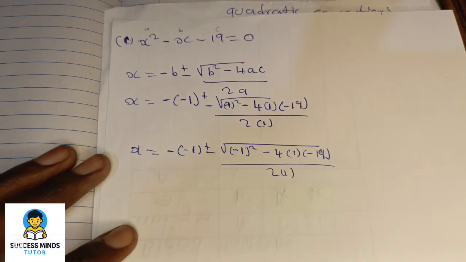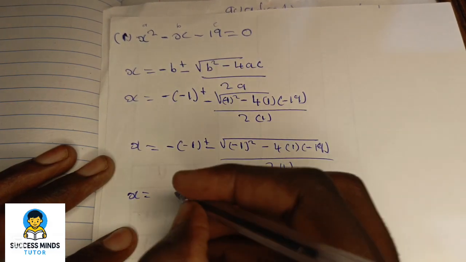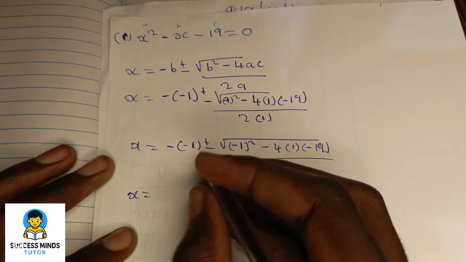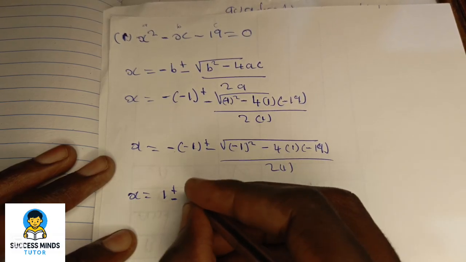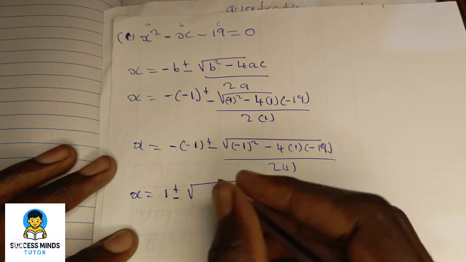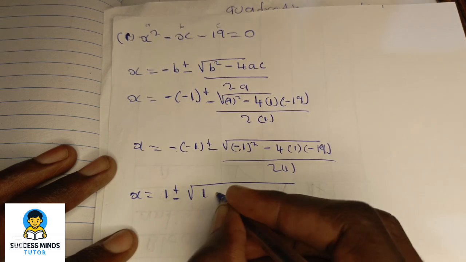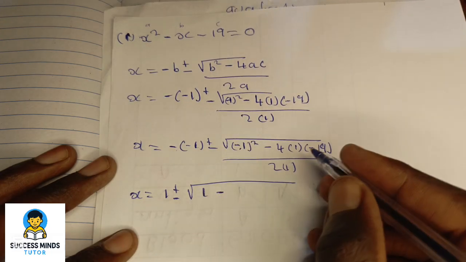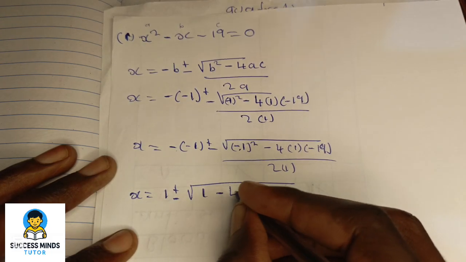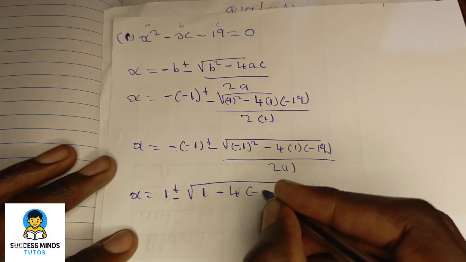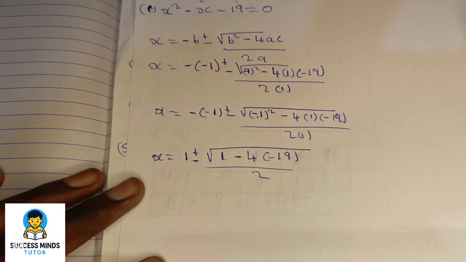So here, guys, we're going to multiply. x equals negative times negative, that will be positive 1, plus or minus over 2, then we square root again. Negative 1 to the power 2 is positive 1, minus, okay? So minus this is negative 4 times negative 19, over 2. So here we're not done.